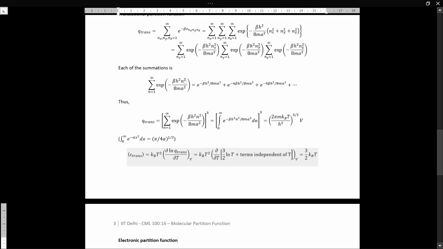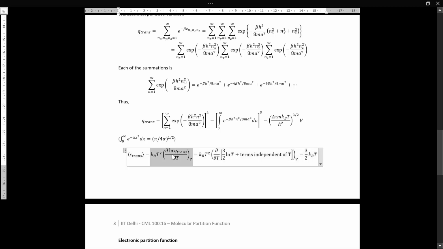It's always easy to work with beta, although I've written the expression as kT squared d log q by dT. It's easy to work by using minus d log q by d beta, and then at the end you would have gotten 3 by 2 beta, and then you convert it to 3 by 2 kBT. 3 by 2 beta in the denominator you would have gotten, right?